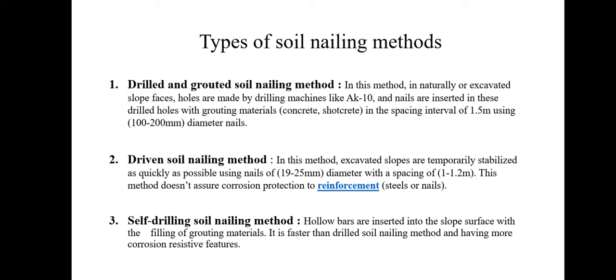The third one is the self-drilling soil nailing method. Hollow bars are inserted into the soil surface with the filling of grouting materials. As we discussed, the grouting materials are shotcrete, granite, and a mixture of cement, sand, and water. It is faster than the drilled soil nailing method and has more corrosion resistance. This method has more corrosion resistance than the driven soil nailing method.